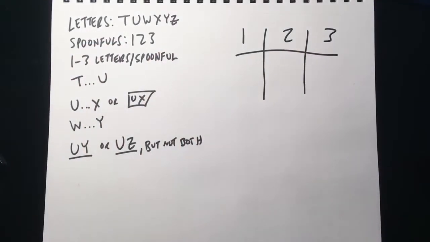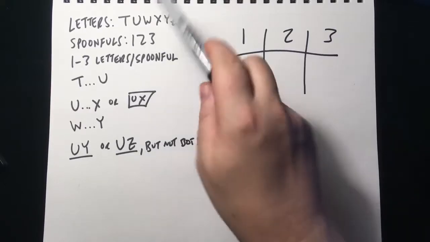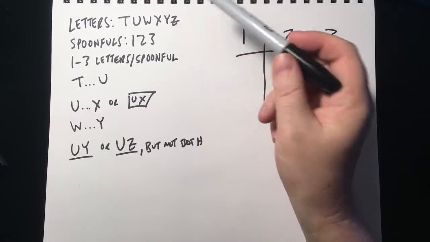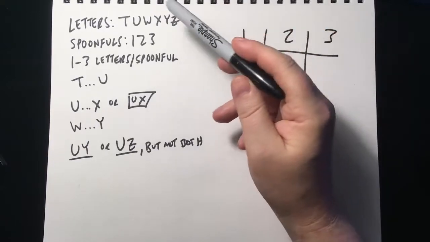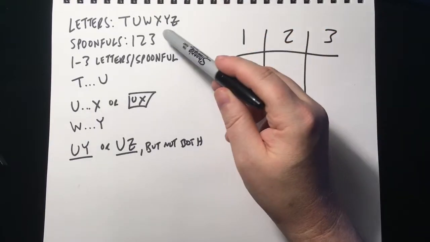We are taking a look at a game from PrepTest 50, game number 4. And this is a game about somebody eating alphabet soup. There are only 6 letters left in the bowl. They're going to eat these 6 letters in 3 spoonfuls, 1, 2, and 3.